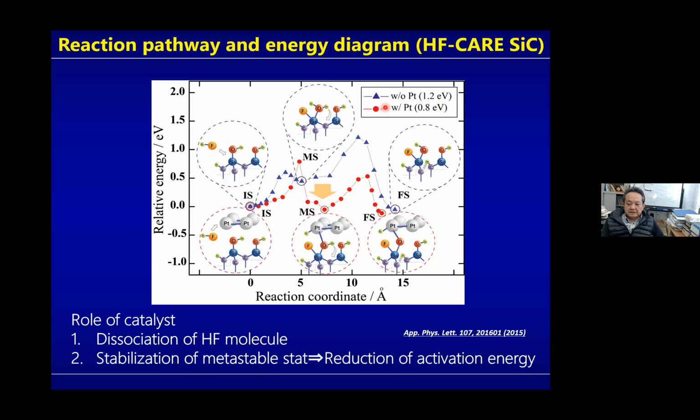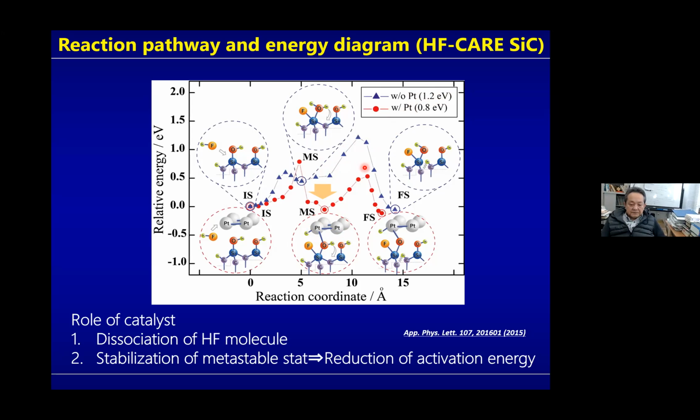But in the case without platinum, as you can see here, this five-fold coordination situation is very, very unstable compared with the platinum case. So due to this instability, the barrier height in this case is 2.1 eV. This is too high to proceed at room temperature.